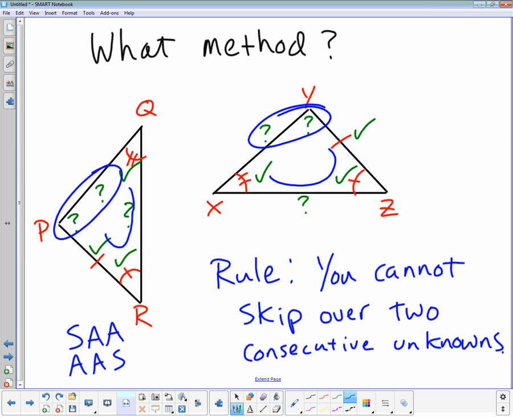And what do we get? Angle, angle, side. They're the same thing. So yes, these two triangles are congruent. Do you see that path that we have to take? All right, now how can we do a congruence statement? Triangle what is congruent to triangle what?